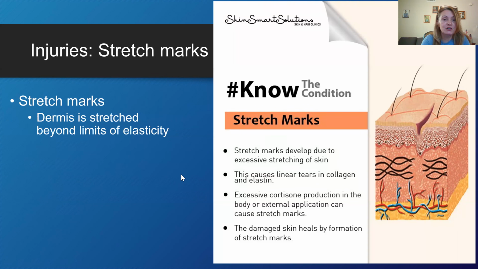Stretch marks happen when the dermis is stretched beyond the limits of elasticity. So when skin is stretched too much, and it happens very often during pregnancy, then we have linear tears. You see over here, this dark stuff represents collagen. So there are linear tears in the collagen. And then your fibroblasts start replacing this damaged collagen with pretty much scar tissue.